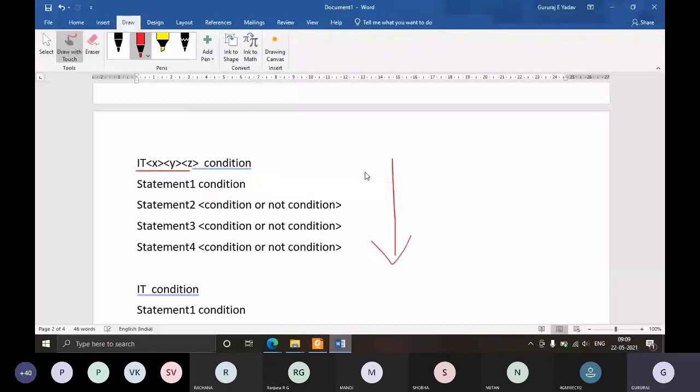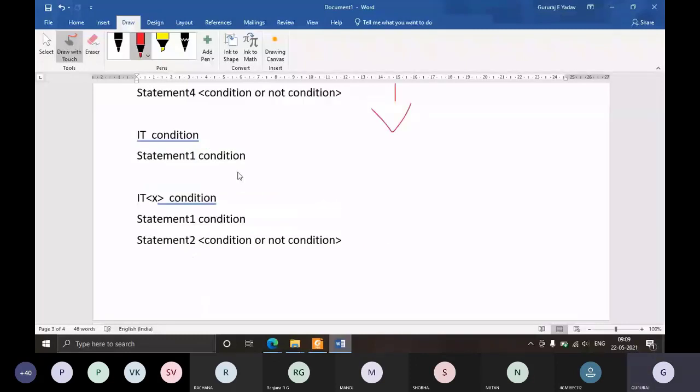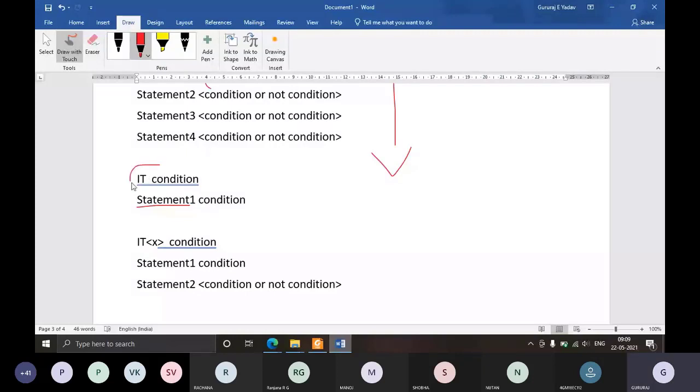The other variation of IT is this: the maximum statements it supports is 4, but it can have one statement also. Whenever there is only one statement, what will happen? The X, Y, Z components are not present. Why? Because X would tell you the execution condition for statement 2, but since there is no statement 2, there is no need of including X. Getting what I'm saying?